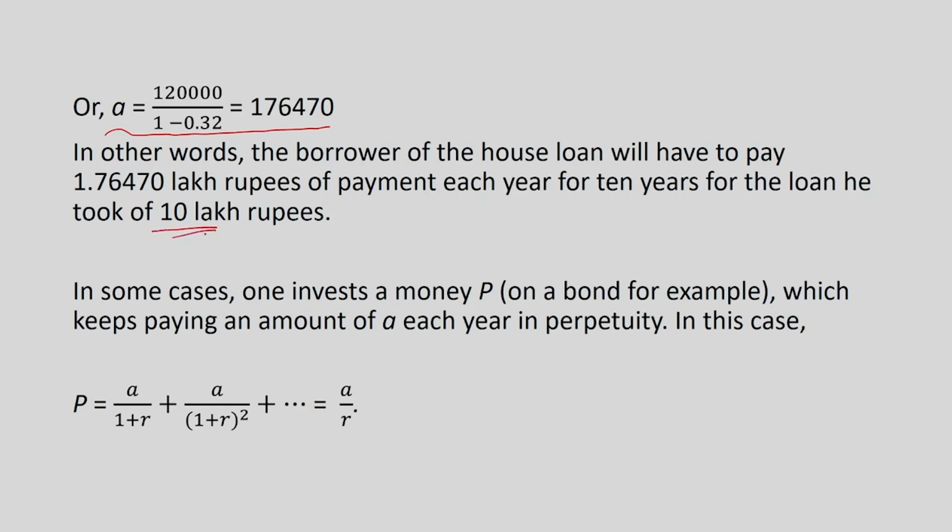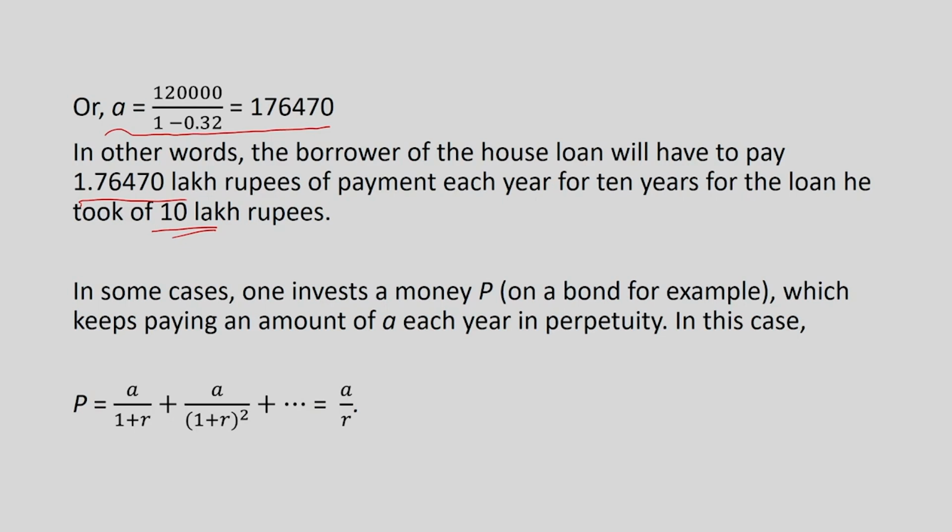So, this is the answer, and notice he has taken 10 lakh rupees loan today and he is going to make 10 payments, but the amount of payment each year is not 1 lakh rupees, it is 1.76470 lakh rupees, which is more than 1 lakh. And this is because the value of money tomorrow is less than the value of money today. The same amount of money will be worth more today than tomorrow. That is why you have to make the payment more if you want to pay it in future to account for the time.